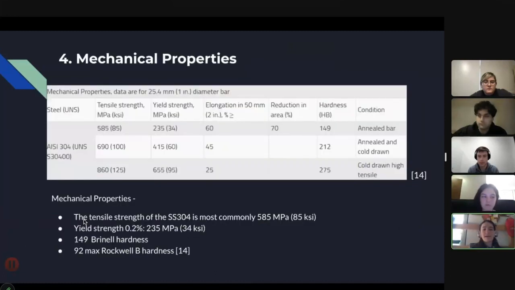To sum up some of the mechanical properties, we've displayed a chart of properties for different conditions of stainless steel. The tensile strength of stainless steel 304 is most commonly 585 megapascals. The yield strength is often around 235 megapascals, and the Brinell hardness is about 149.